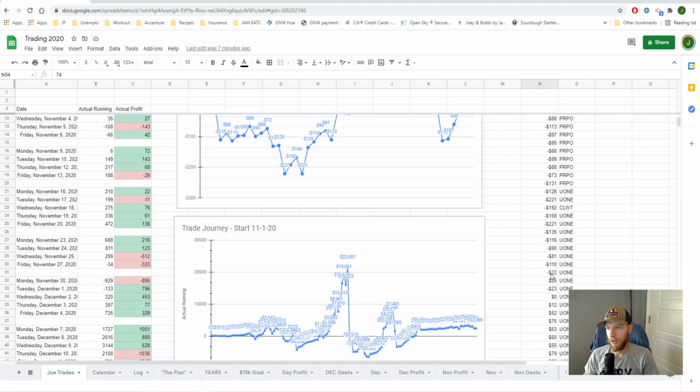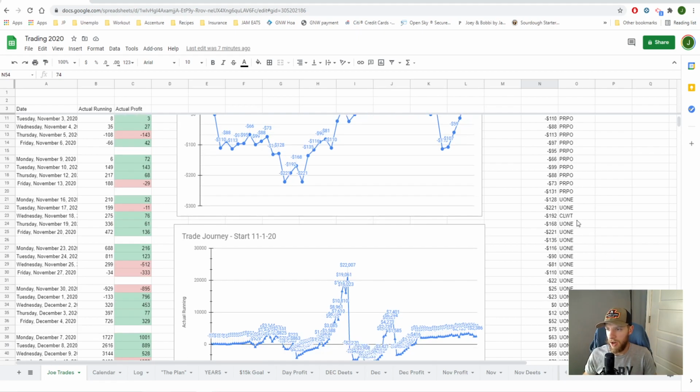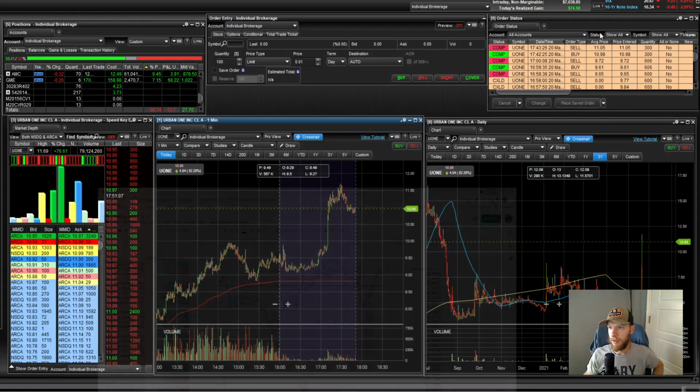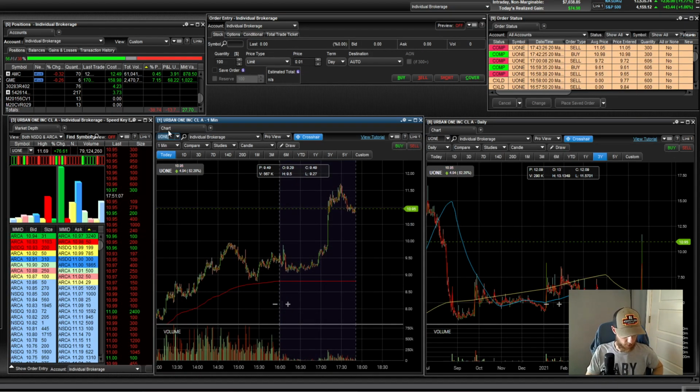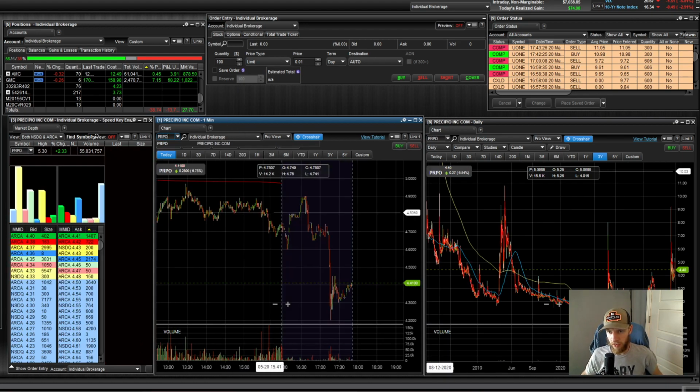So stocks I traded: PRPO was the first one, and then I switched over to UONE, and I traded that the rest of the day. I did have one trade on CLWT. It was just a quick trade, nothing good there. I lost like $30 or something. So that was that. So let's look at PRPO real quick. I had so many trades, so I'm not going to go over all of them.